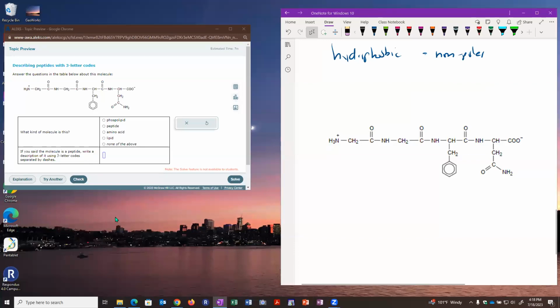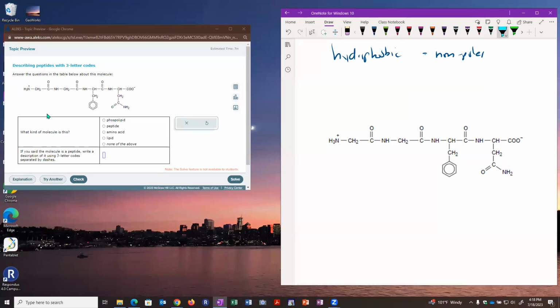All right, so in this one, it's asking us to look at peptides, describing them using their three-letter codes. So for example, it says answer the questions about this molecule. So you're given the structure, which I've copied over here. And it's asking what kind of molecule is this, right? There are different things we can look for in the molecule that will allow us to categorize it.